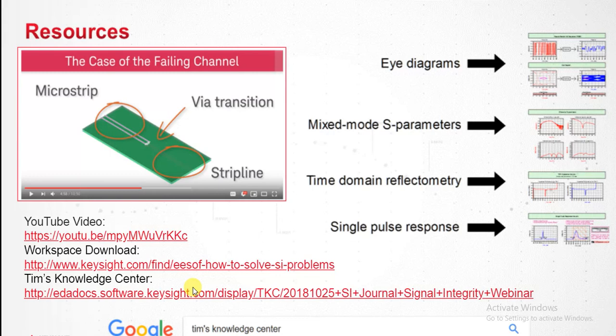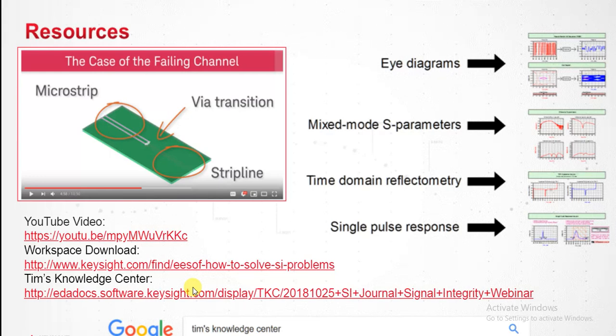Here's a question from Steve. Is your TDR differential or single channel? It's differential. And if you download it, you can see that in the workspace. Thank you, Steve.